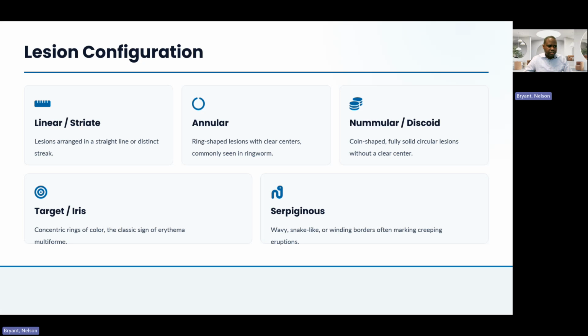So the target, or this one on the left side, or iris, those look like bull's eye or target lesions, which are classic for erythema multiforme. And you can see also we have this one, serpiginous, which is snake-like. That serpiginous comes from serpent or snake, often seen in fungal or parasitic infections.